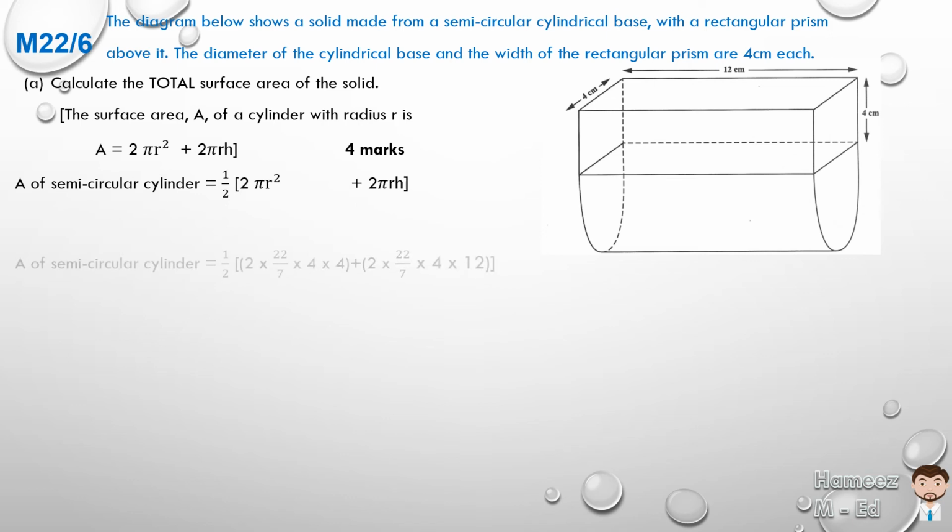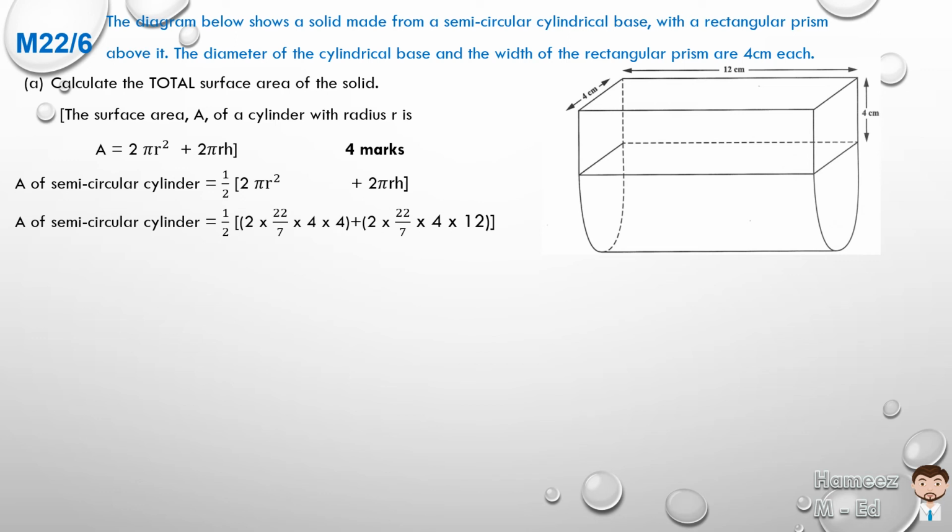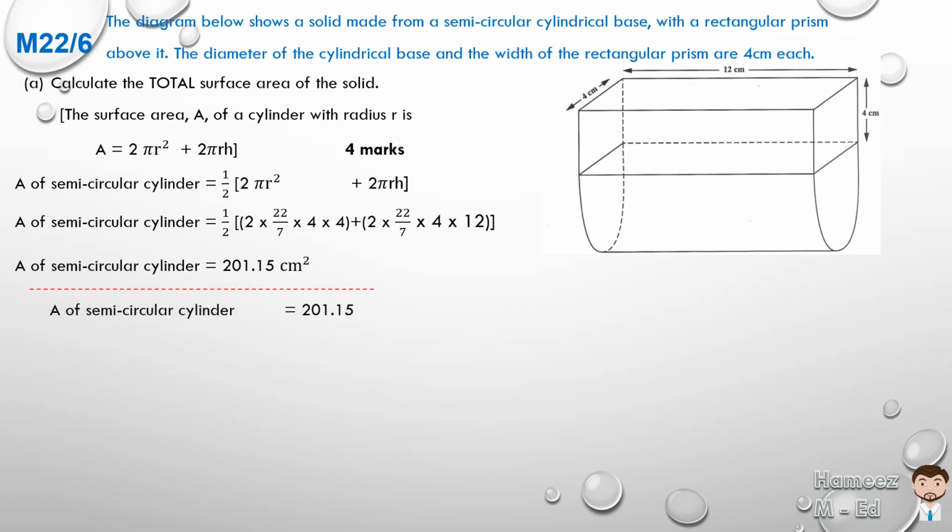And if we substitute, we're going to get a half times 2 times pi is 22 over 7 times 4 times 4, because the radius is 4, plus 2 times 22 over 7 times 4 times 12. 12 is the height or the length of the cylinder. And that works out to be, using our calculators, 201.15 centimeters squared.